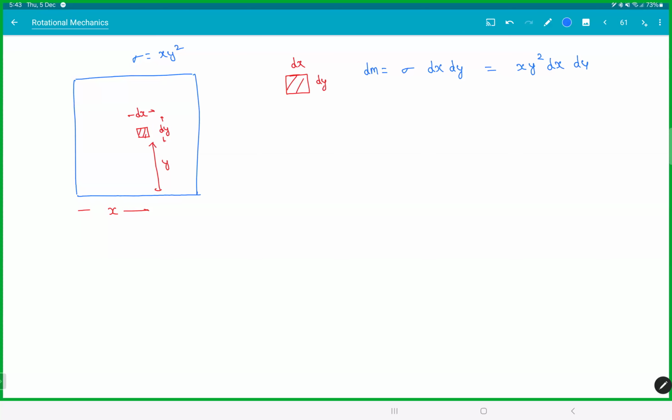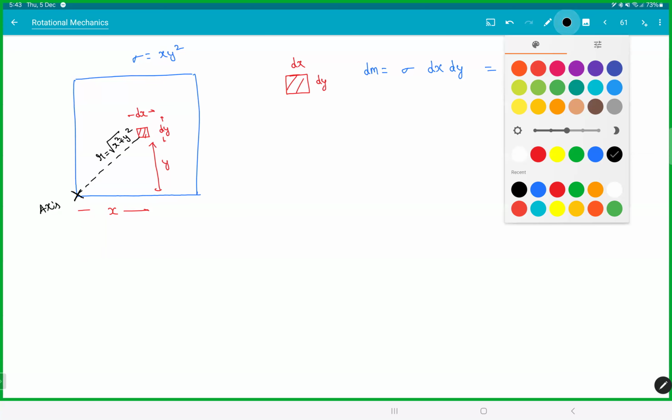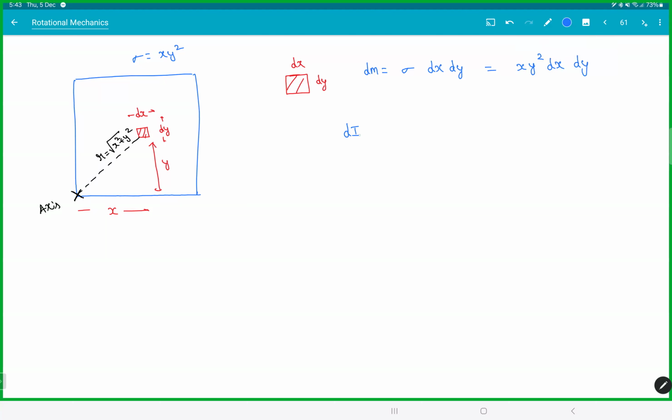Where is your axis? Your axis is in this corner. Now tell me, in the formula dm r square, what is r? Perpendicular distance, isn't it? This is your perpendicular distance r, which is root over x square plus y square. So the moment of inertia of this small piece will be dm, the mass of that small piece, into the perpendicular distance squared. This will be x y square dx dy, and the distance is x square plus y square.